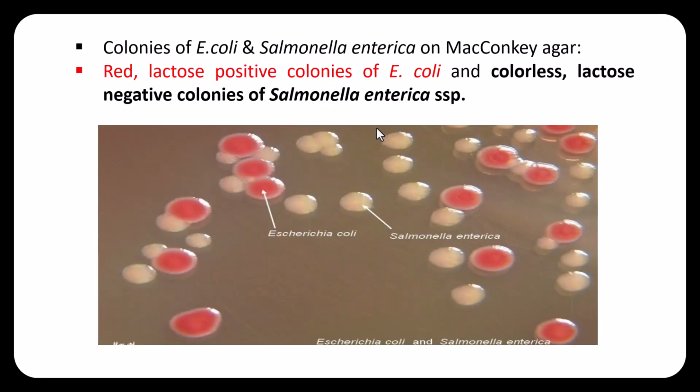And here you can observe the colony of the E. coli and Salmonella enterica. E. coli has a pink-red colony, while the Salmonella is a colorless colony because E. coli ferments the lactose, while Salmonella does not ferment the lactose, which leads to the colorless colony.